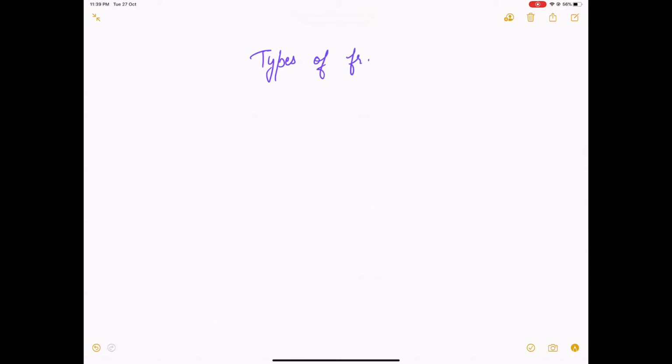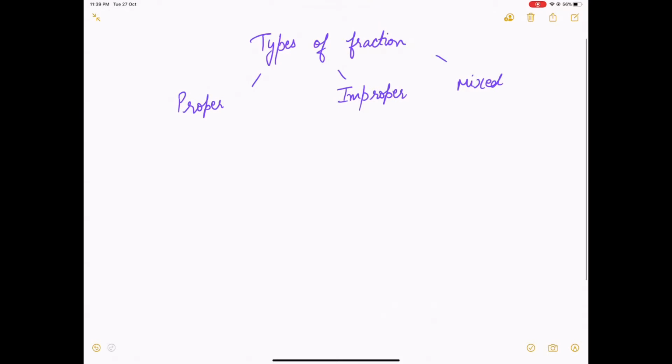In this video, I will focus on proper fraction, improper fraction, and mixed fraction. So if I take a cup of sugar and I divide it into 4 equal parts, right? So out of 4, I consume 3 parts. So I can write 3/4.